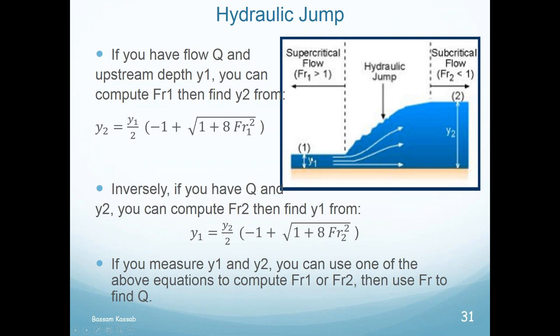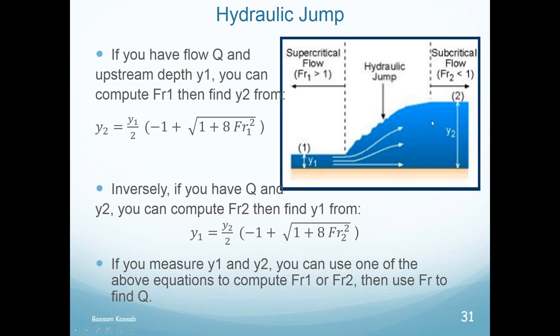If you know the depth Y1 and you know the flow, you can find the depth Y2 from this equation. Because when you have depth Y1, from the flow and Y1, you can find the Froude number at point 1, at the beginning, upstream of the jump. Then you can compute Y2. Vice versa, if you know Y2, you can find from the flow the Froude number at 2, and then you can find the depth Y1 here.